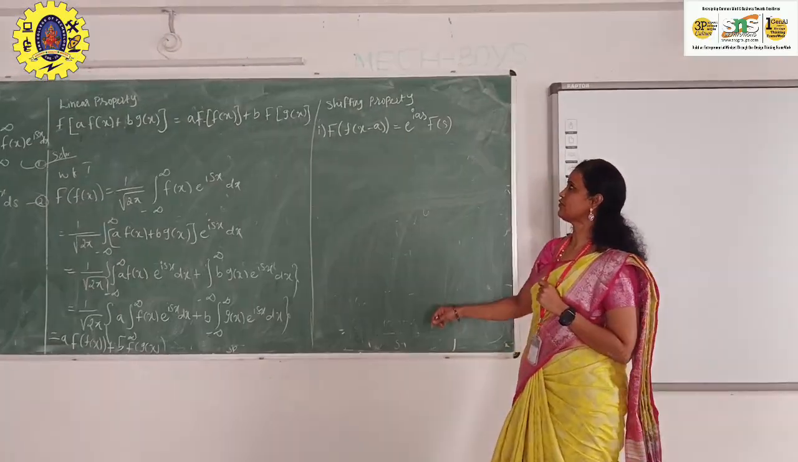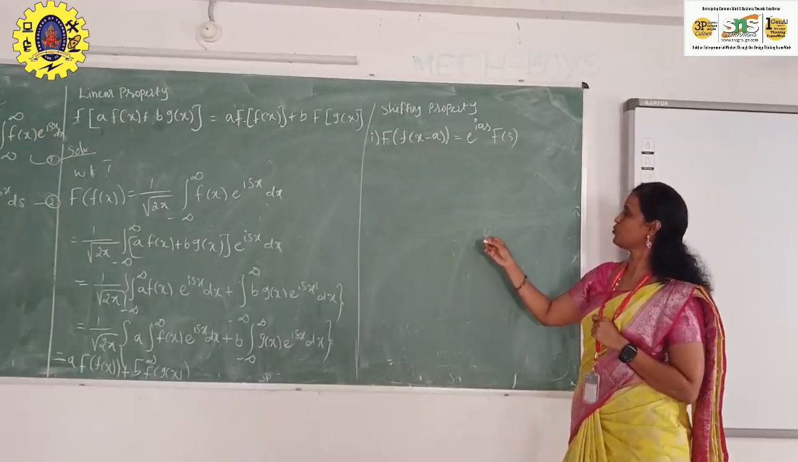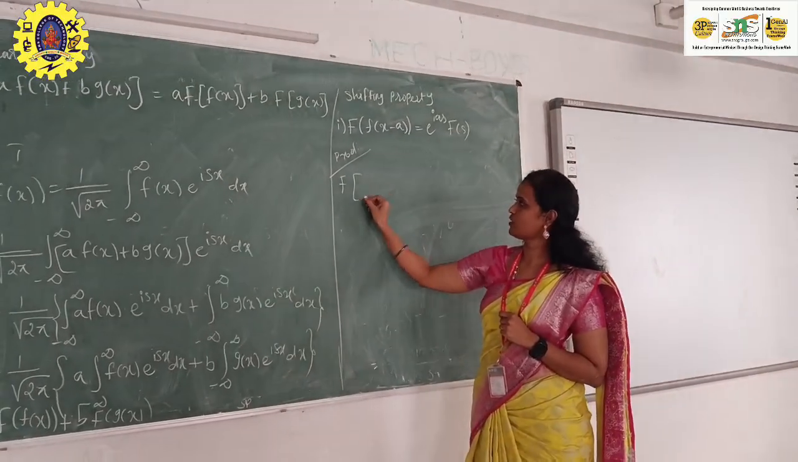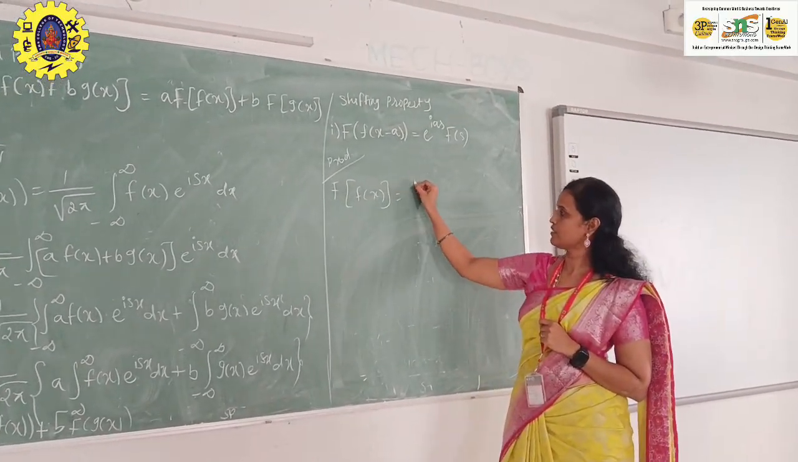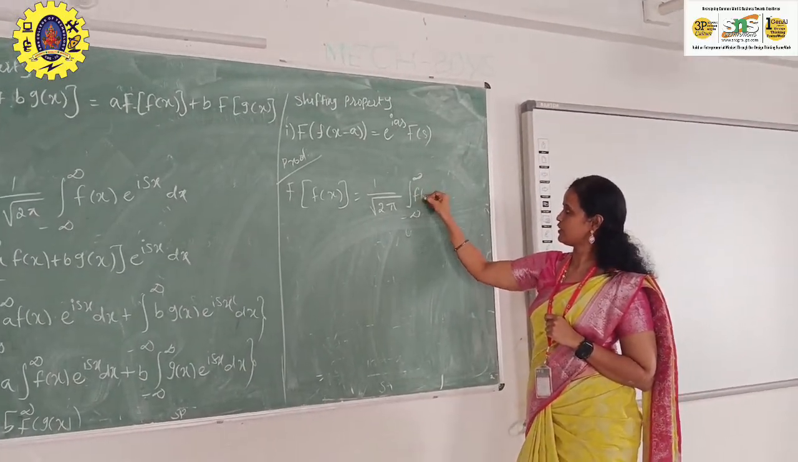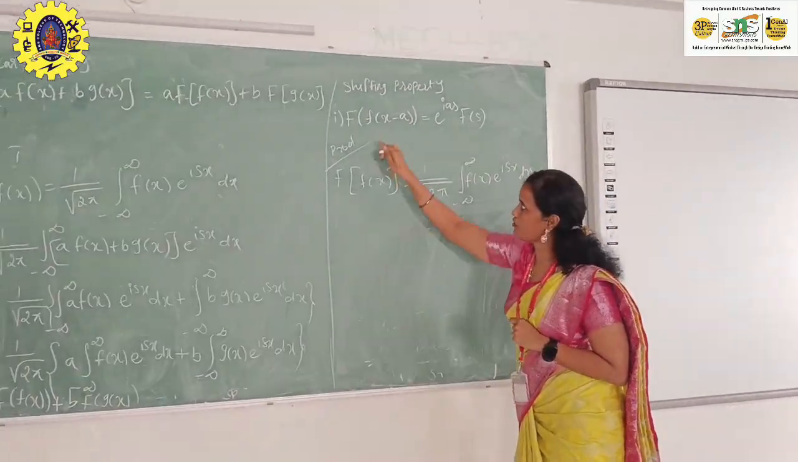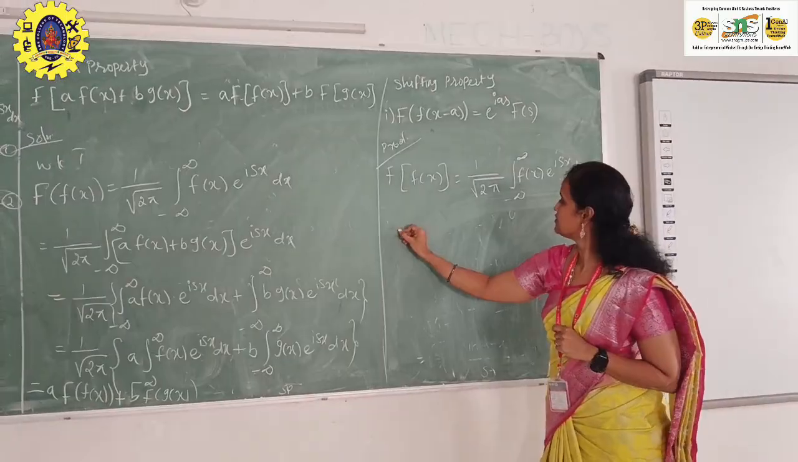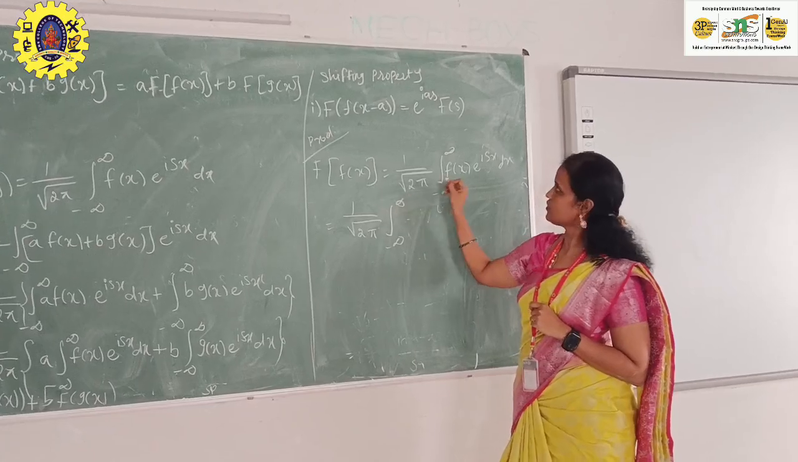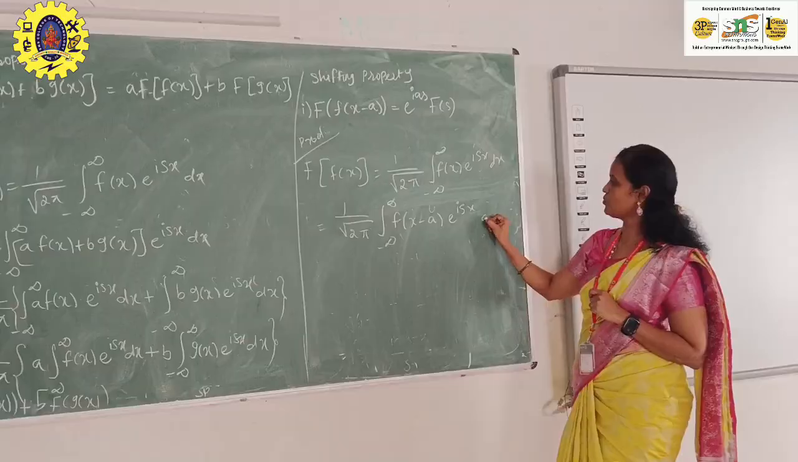Next property, the shifting property: the Fourier transform of f(x − a) is equal to e^(ias) F(s). We know that the Fourier transform of f(x) equals 1/√(2π) ∫ f(x) e^(isx) dx. So instead of f(x), substitute our function f(x − a): 1/√(2π) ∫ f(x − a) e^(isx) dx.